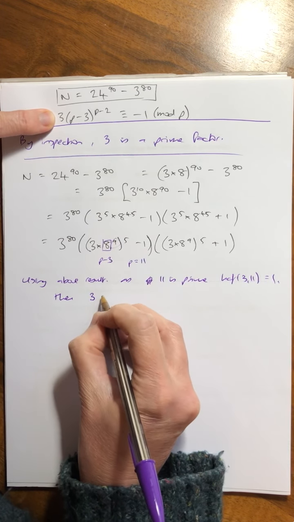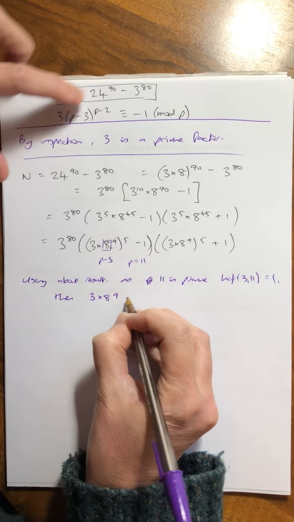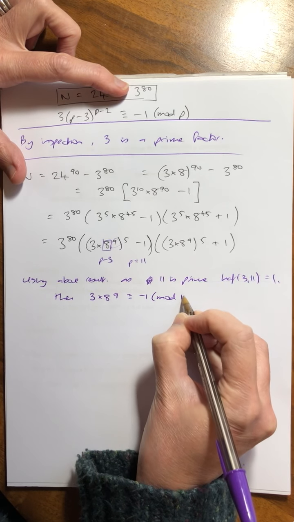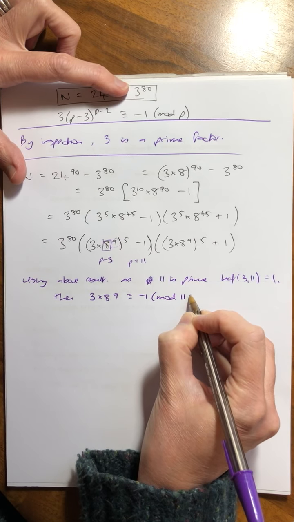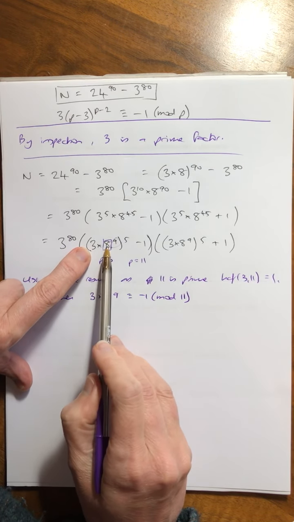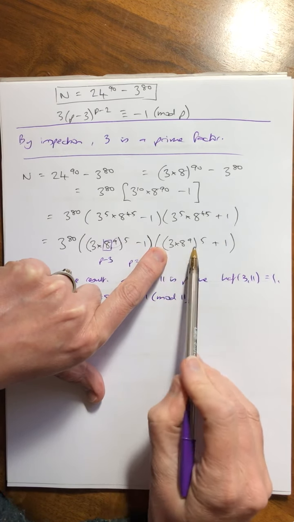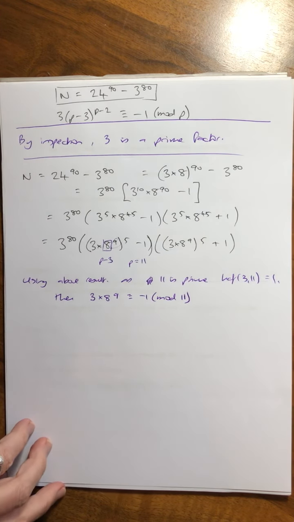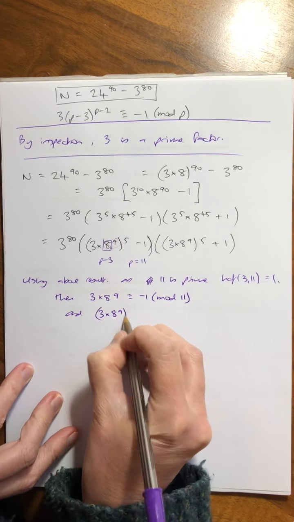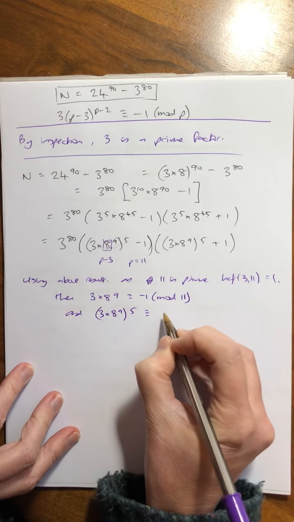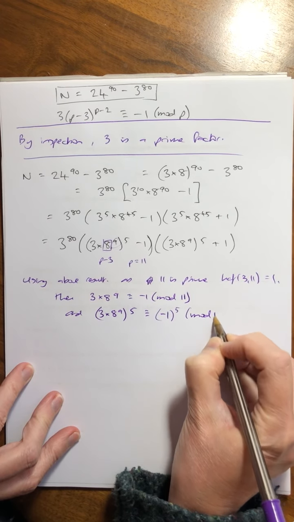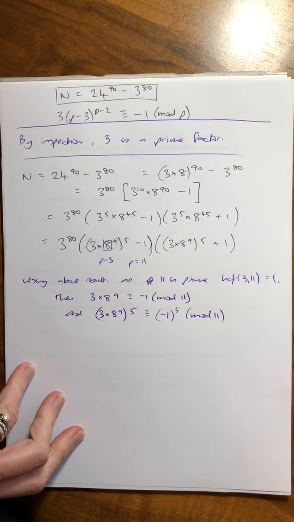So I know that 3 to the power of p plus 1, which is 8 to the power of 9, is congruent to negative 1 mod 11. Okay, so this is congruent to negative 1. This is congruent to negative 1. So let's just spell out that that's also going to be the case when we've got that power of 5. So that also takes us, of course, negative 1 to the power of 5 is negative 1.